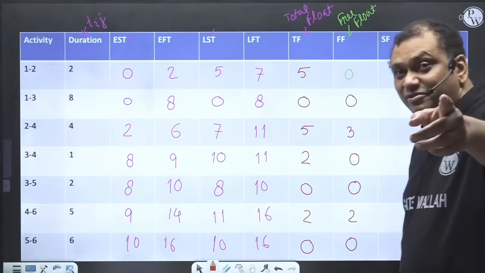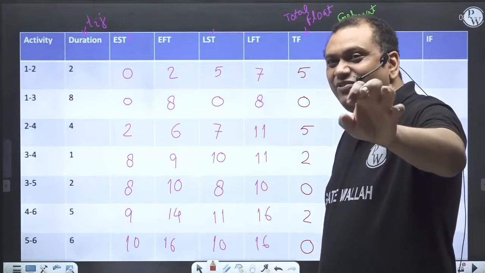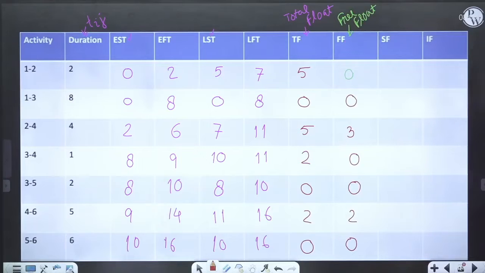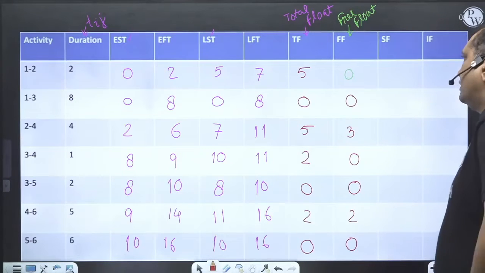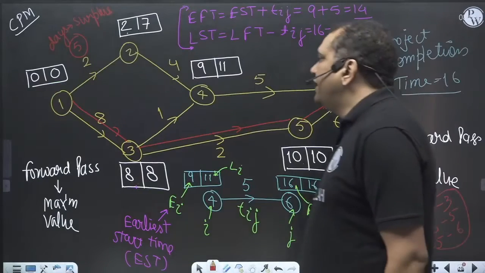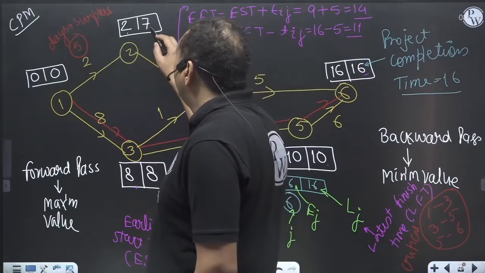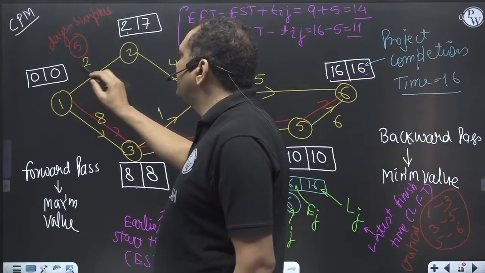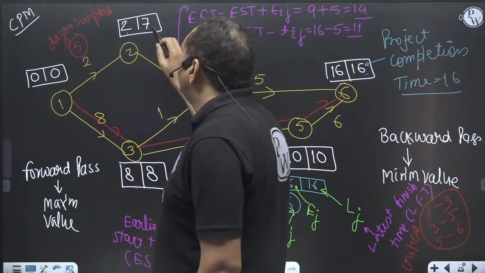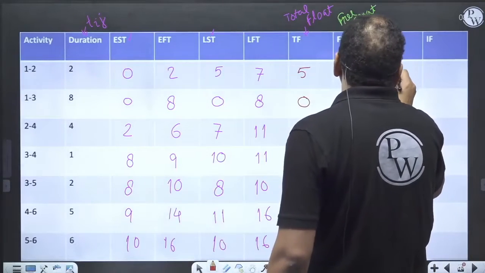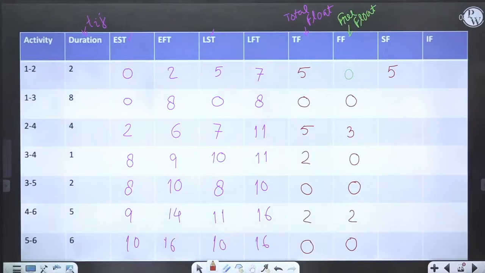See, I told you, you have to be very, very attentive. If you are attentive, everything will be crystal clear in your mind. So activity 1 to 2. Lj minus Li minus Tij. So 7 minus 0 minus 2 is 5. Safety float is 5.